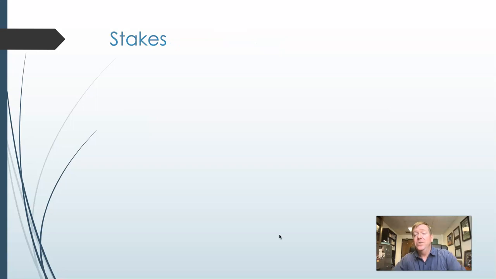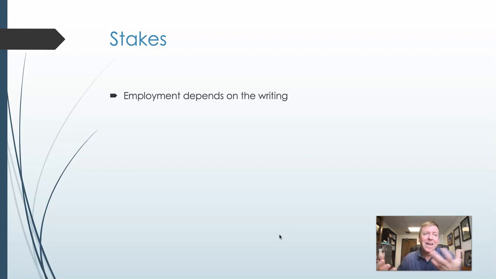Now, stakes. I already sort of mentioned this with plagiarism, but these are the stakes when it comes to workplace writing. For example, employment depends on the writing. You know, academic writing is all about a grade, unless you're doing a thesis or a dissertation or something like that. Your graduation depends on that. And I guess in a sense, your graduation depends on all the writing you do in academia, right? But it really all comes down to a grade.